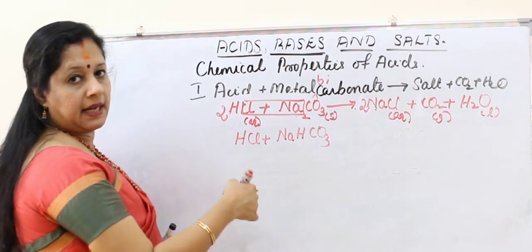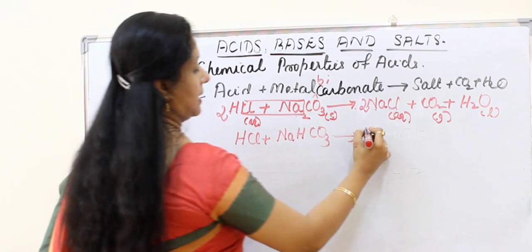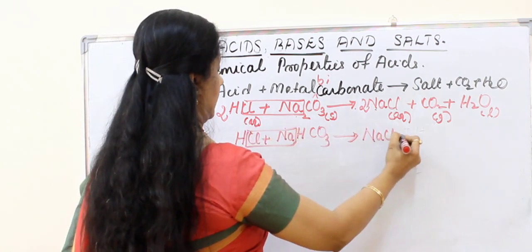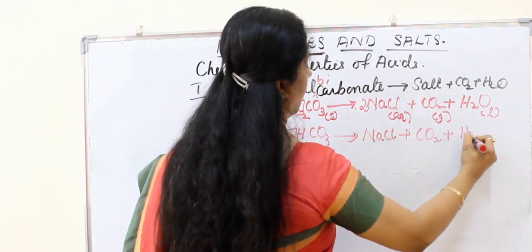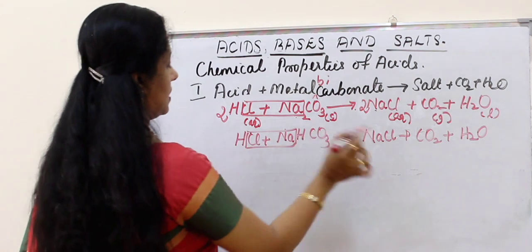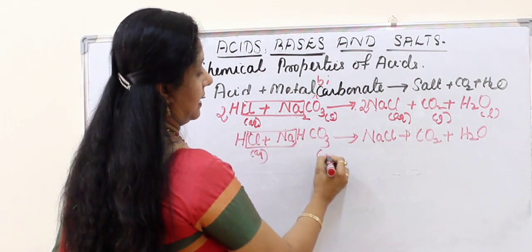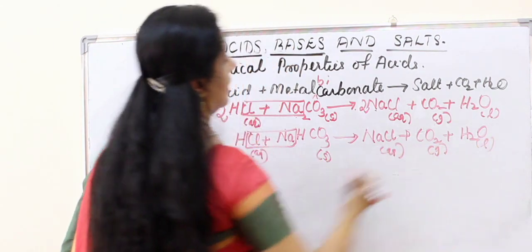HCO3 means bicarbonate, or hydrogen carbonate, we say. So what will you get? The result is going to be the same. Sodium chloride plus what is left? Carbon dioxide and water are left. So this is already balanced. We know HCl is aqueous, sodium bicarbonate is solid, sodium chloride is aqueous, carbon dioxide is gas, and water is liquid.